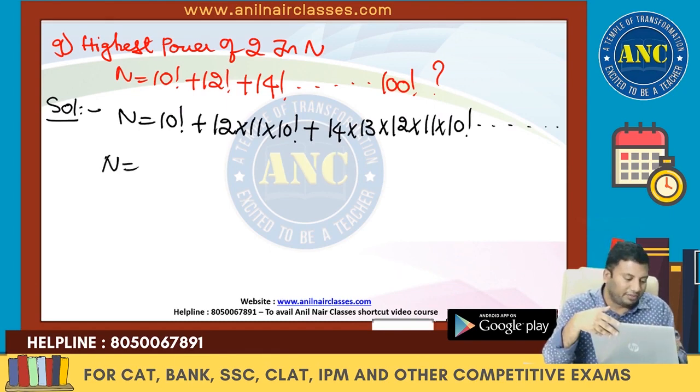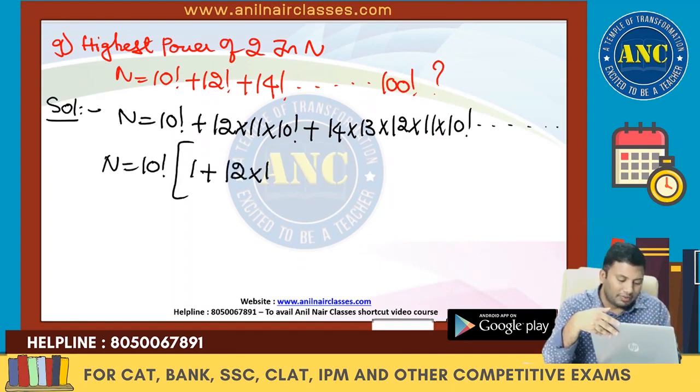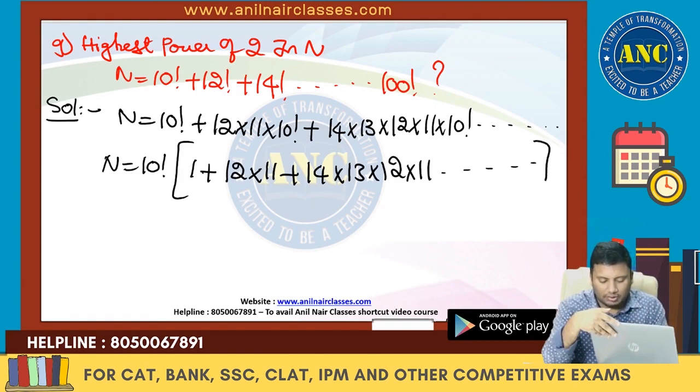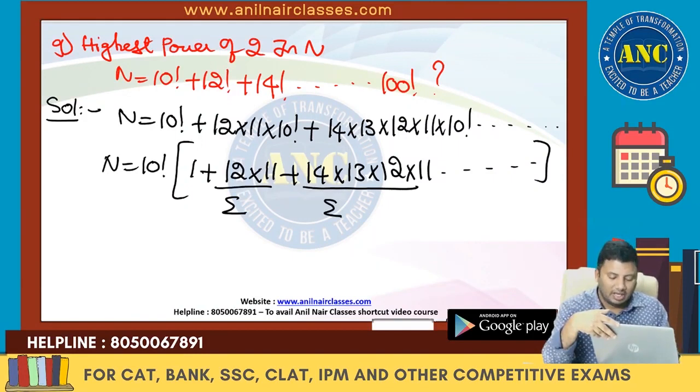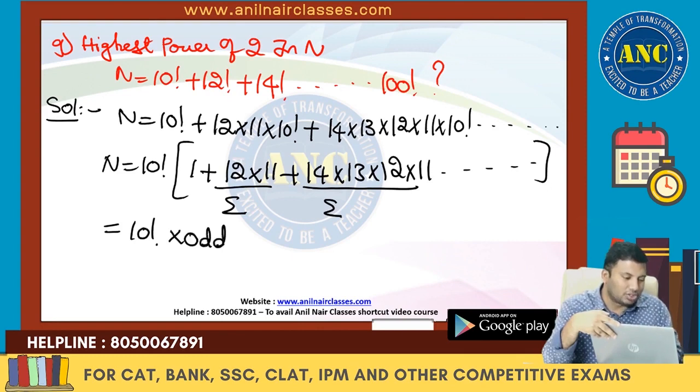If I take 10 factorial common, this will become 1 plus 12 into 11. Next will become 14 into 13 into 12 into 11 and so on. Idea clear? 12 into 11 is even. 14 into 13 into 12 is even. Even plus 1 is odd.